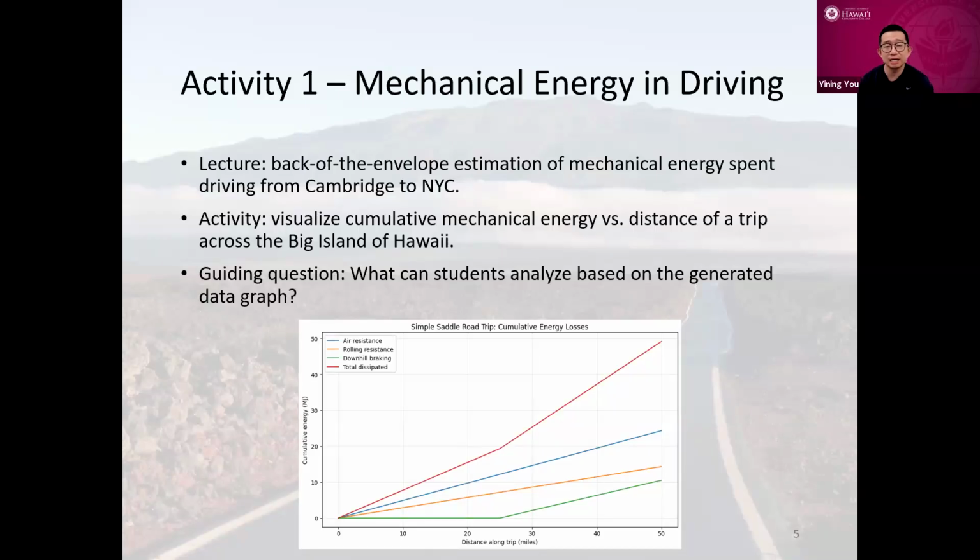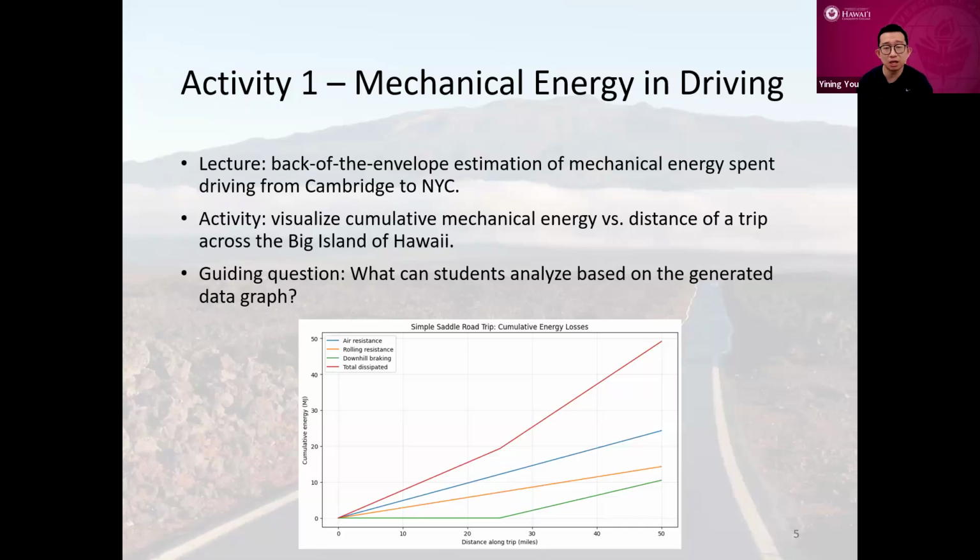When I say AI, it's just ChatGPT or Gemini for students; they have free Gemini. So they generate code from there. One activity is to visualize the mechanical energy spent during driving. The case study was from the book The Physics of Energy, and it studies the energy spent just from gasoline from driving from Cambridge to New York City.